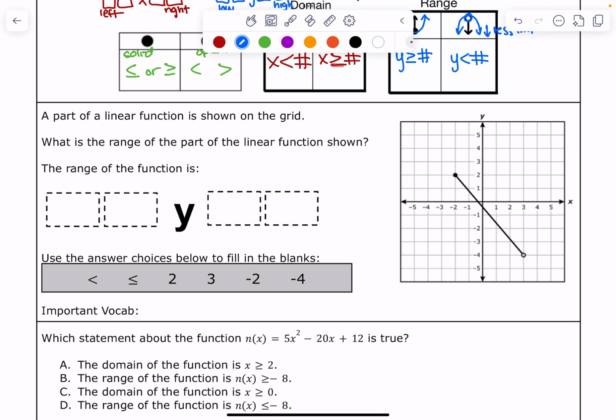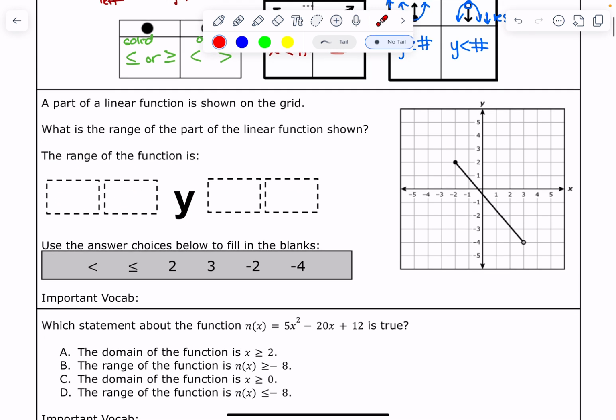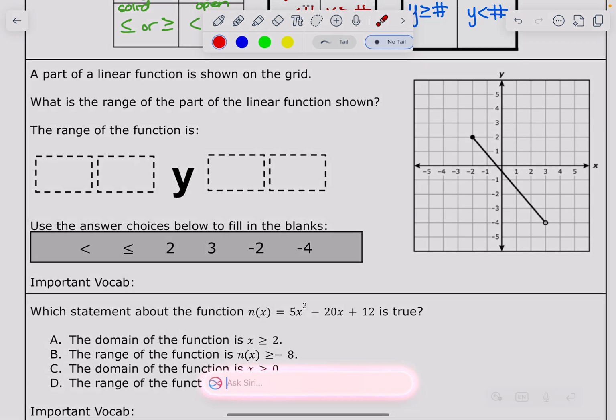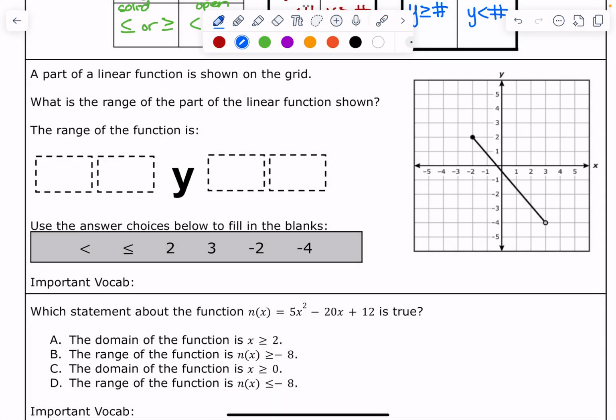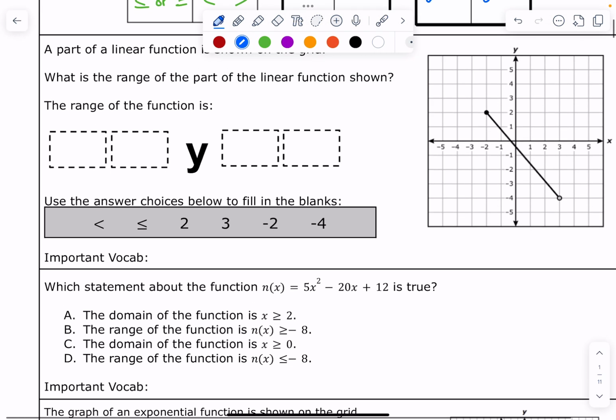So let's look at our first example. It says, a part of a linear function is shown on the grid. What is the range of the part of the linear function shown? The range of the function is, we have blank, blank, y, blank, blank. We have to fill it in. My important word here is range. Range. And I know range is lowest to highest.